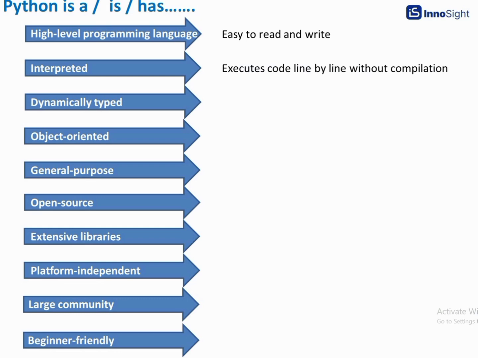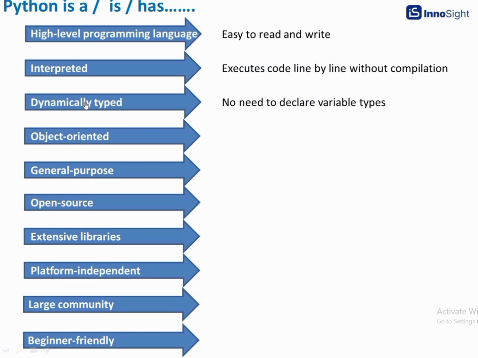But Python doesn't do it that way. Python executes code line by line. It doesn't take all the code at the same time, then interpret it, then execute it. It takes it line by line. So that is why Python is called an interpreted language. And the third one is Python is dynamically typed.